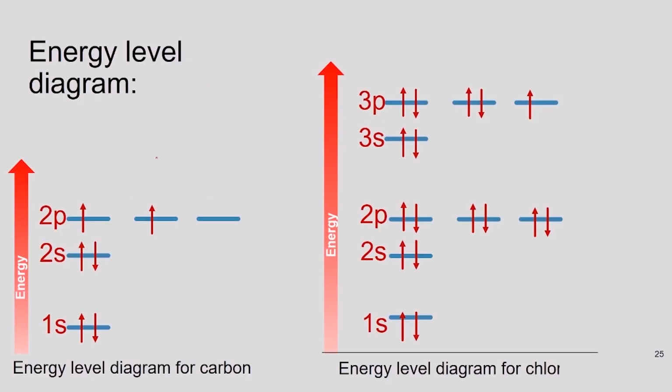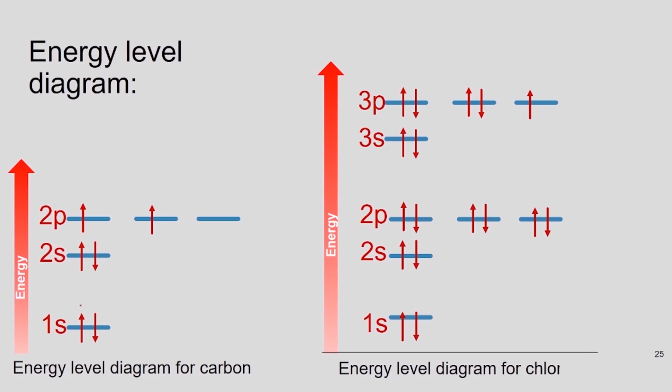We often use energy level diagrams to show the arrangement of electrons in orbitals in order of their increasing energies. Here is the energy diagram for carbon on the left. From the diagram, you can see that the orbitals are arranged from bottom to top in order of increasing energies: 1s2, 2s2, then 2p2, according to the Aufbau principle.